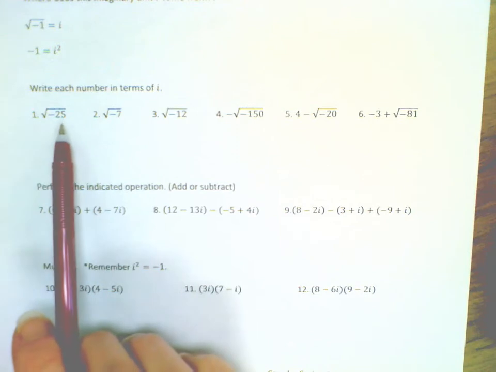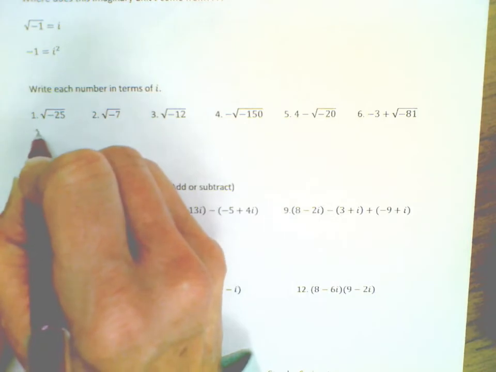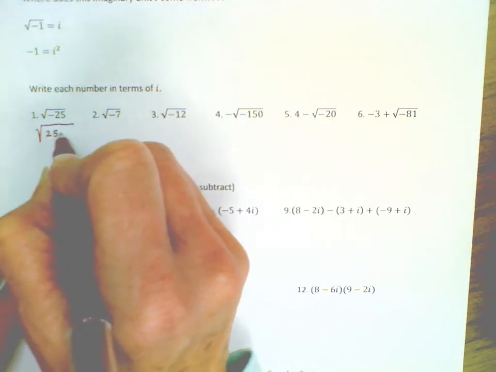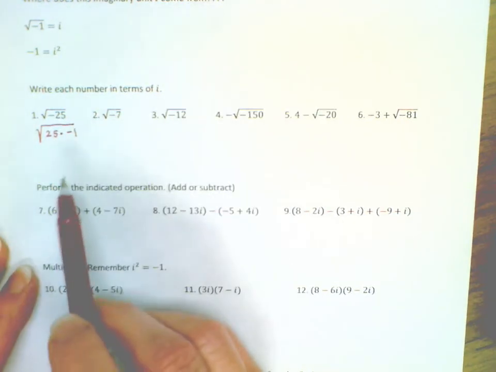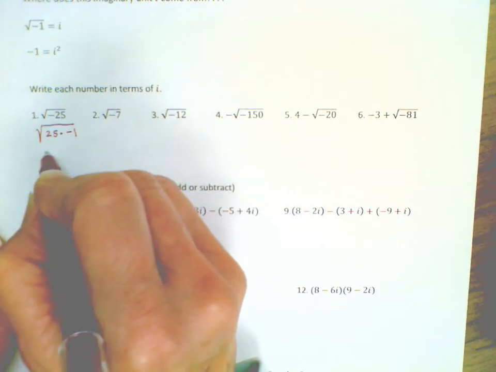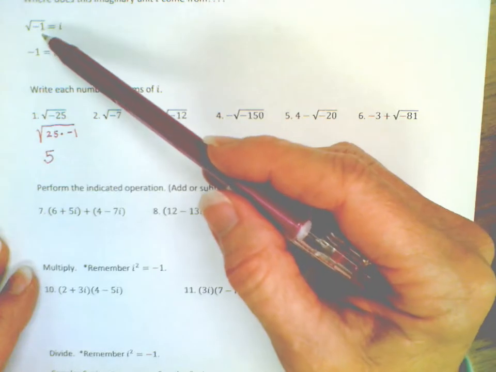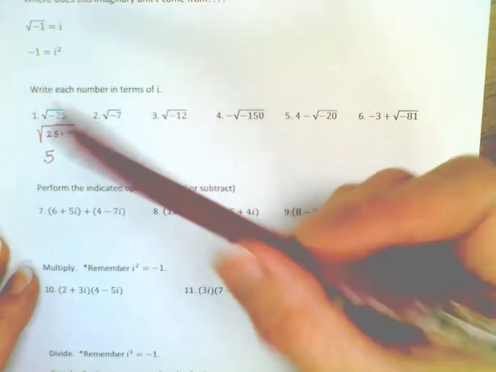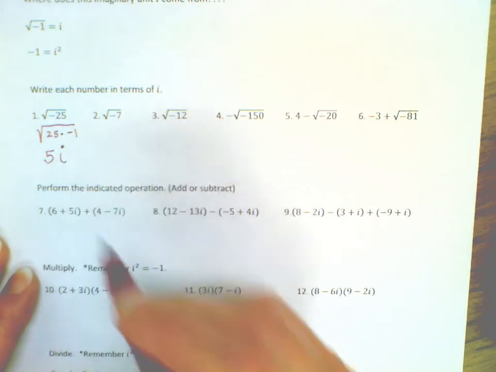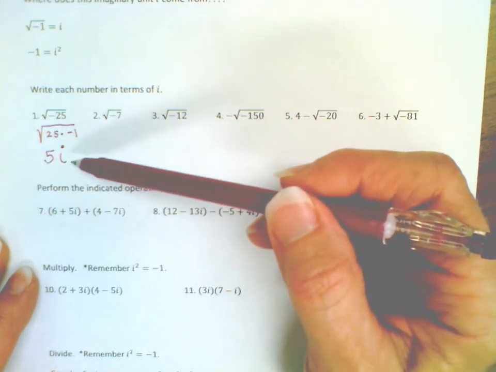So when I teach this typically, I show the fact that this would be 25 times -1. I mean, that's how you get -25. I know the square root of 25 is 5. But in this lesson, we're learning that the square root of -1 is defined to be i. So this square root of -1 right here would be i. So the entire square root of -25 is just 5i.